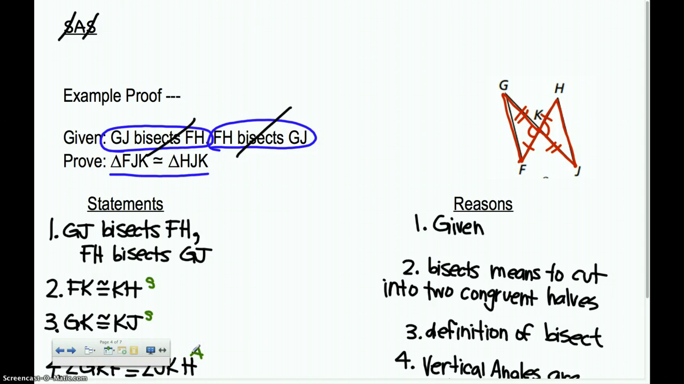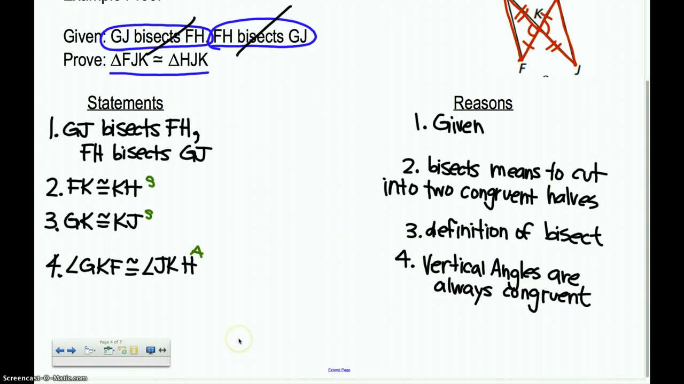Included means that it's formed by the two segments. Here's a segment at FK, here's a segment at GK. That vertical angle is made up, the sides of that angle are the two segments that we were working with. So we have shown the angle in the middle to be congruent. We have an S, an A, and an S. Now the order we showed it doesn't necessarily spell out what we wanted it to, but we can see it in the picture that, yeah, we have S, A, S.